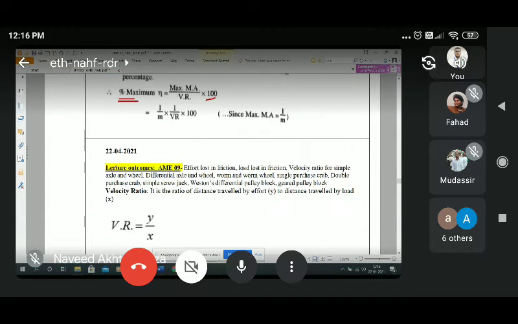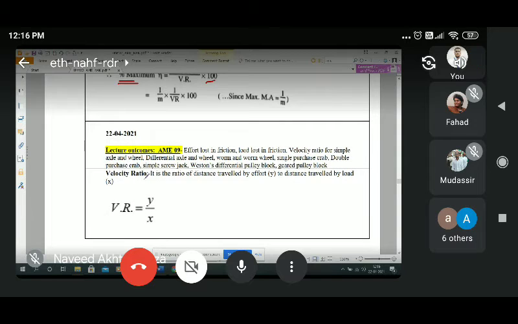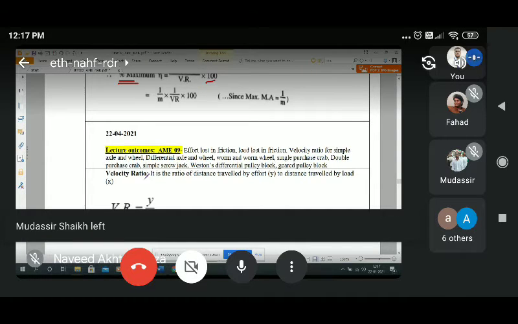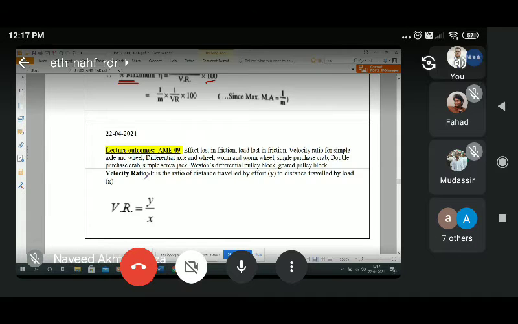Okay, and then the outcome of today's lecture: at the end of the lecture you will be able to know the effort lost in friction, load lost in friction, and velocity ratio for simple axle and wheel, differential axle and wheel, worm and worm wheel, single purchase crab, double purchase crab, simple screw jack, Weston differential pulley block, and gear. So we will complete this if possible. For the different machines, you have to see how you can find out the velocity ratio.